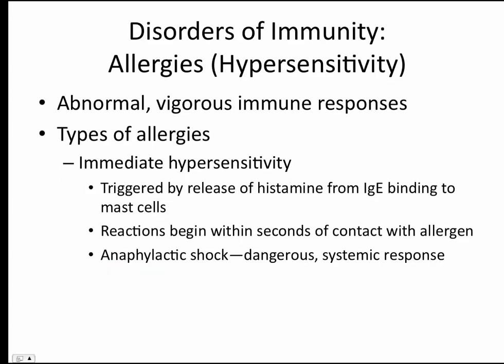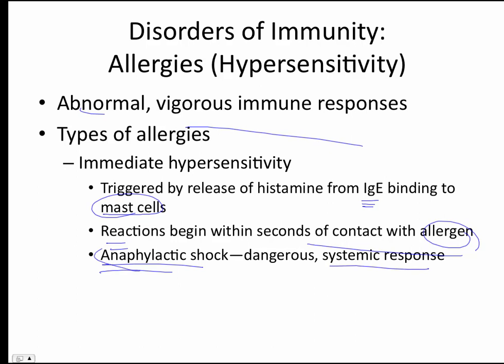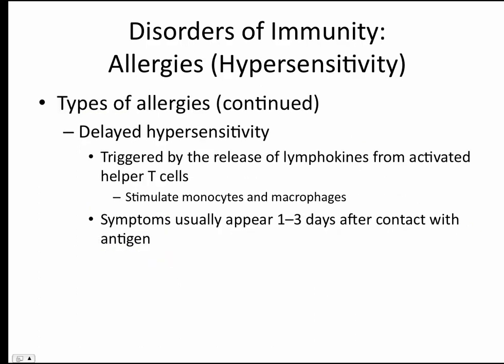Now let's look at allergies. Allergies are abnormal, vigorous immune responses. We can have immediate hypersensitivity, which is triggered by the release of histamine, from IgE binding to cells called mast cells. These reactions begin within seconds of contact with the allergen, and the second time it can go through your entire body and cause a systemic response. This is called anaphylactic shock, which is very dangerous.